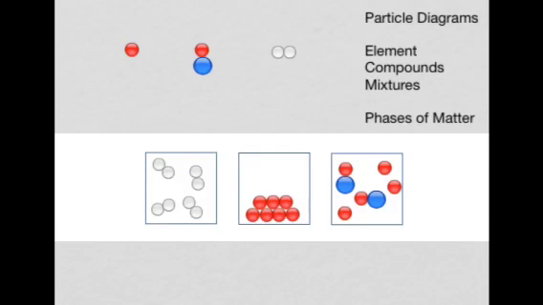Okay, so I wanted to go over a few things with particle diagrams. Particle diagrams, see, I can't even say the word, are just boxes and basically circles. But what you have to realize is that these circles are representing elements, compounds, and/or mixtures, and they could also be asking you questions about phases of matter. So let's take a look at them.